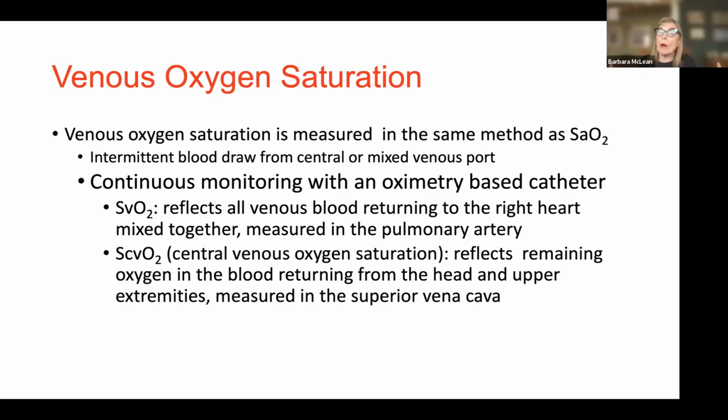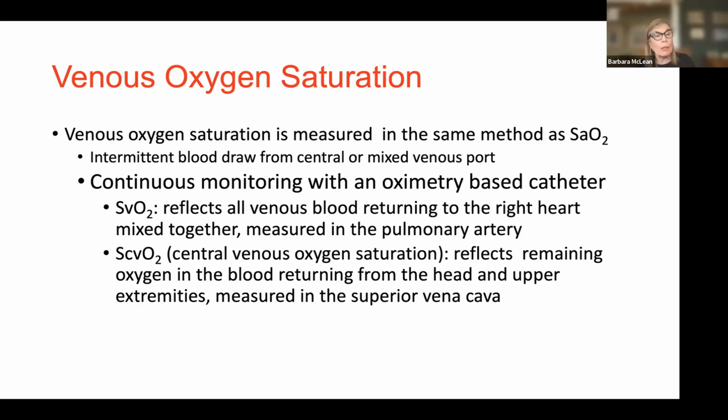ScvO2 really only reflects the remaining oxygen in the blood that's returned from the head and the upper extremities. Remember, it's measured in the superior vena cava. So because it's in the superior vena cava, it's not integrating everything that came from the IVC or anything that came from the coronary sinus and the coronary veins. So ScvO2 really tells us about the brain and the upper extremity.